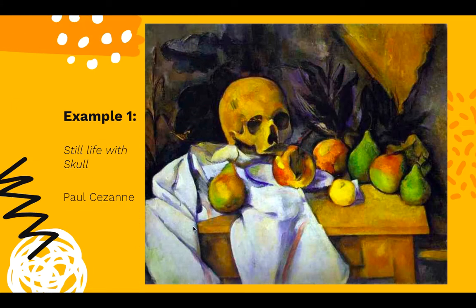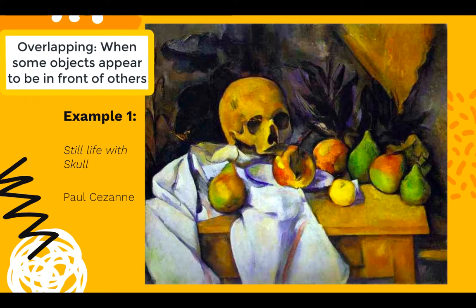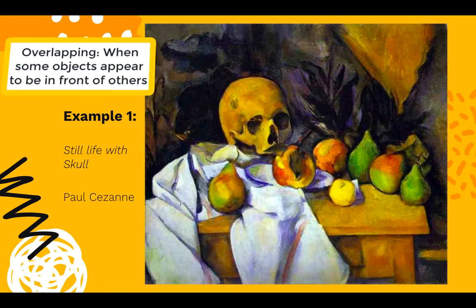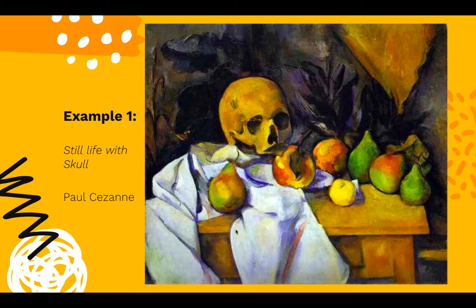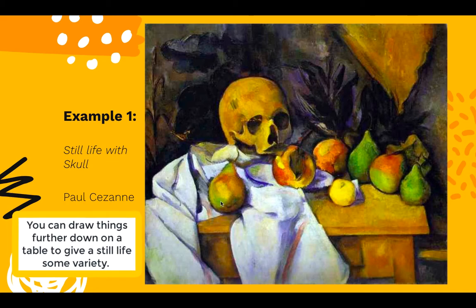Now, Cézanne does some really cool things to make it feel like we're actually looking at objects that could be on a table. The first thing is that he's got objects overlapping, or he's placing some objects in front of others to create the illusion of space. Some objects are also further down the table to make it look like they are closer to the viewers.